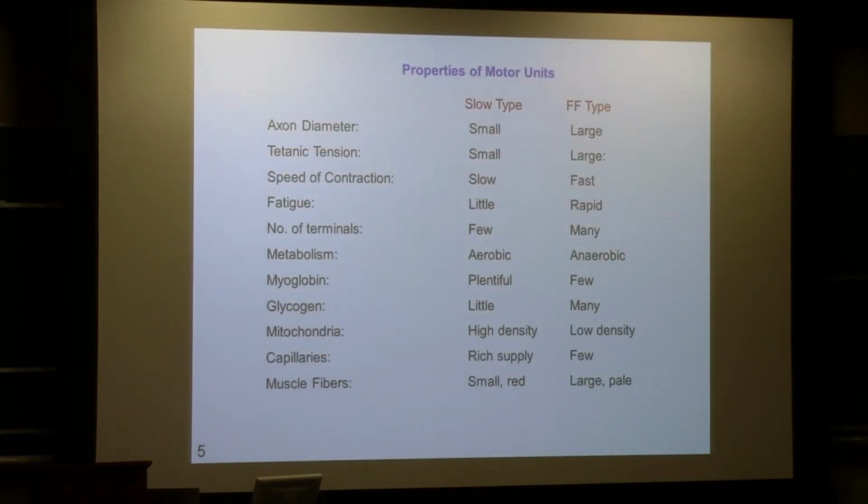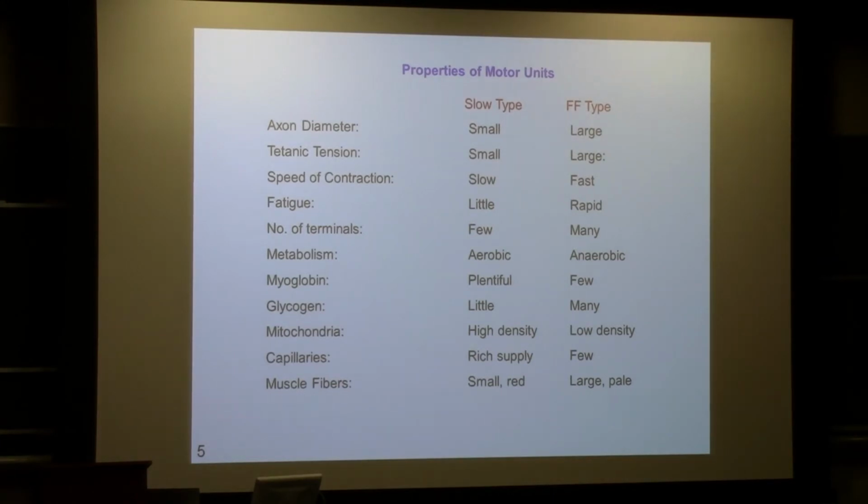So what are the properties of these motor units? Well, their axon diameter is small for the slow type. The action potentials get there late. For the fast fatigable, it's large. The tetanic tension, the maximum force that it produces when it's stimulated, is small for the slow type, and large for the fast type. The speed of contraction is slow, fast. Fatigue properties: if it's slow, it doesn't fatigue very much. If it's fast fatigable, it fatigues rapidly, and so forth. And particularly important is the metabolism. The metabolism of the slow fibers is aerobic, whereas the metabolism of the fast fatigable is anaerobic.